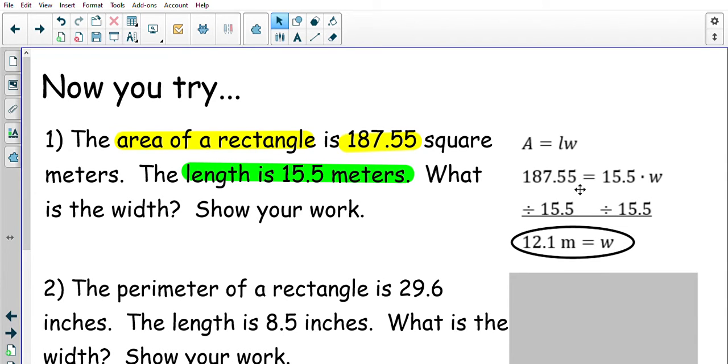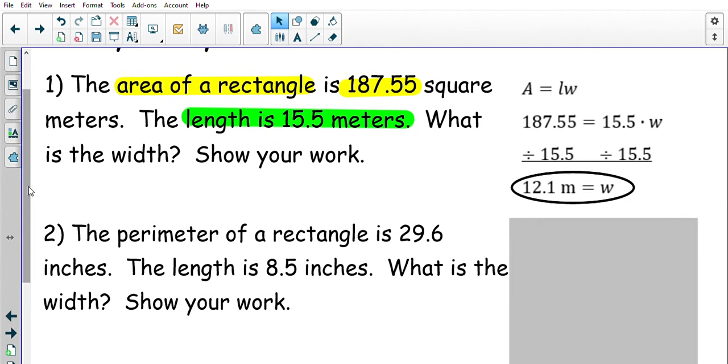Divide both sides by 15.5. You do get a decimal here. That's going to happen sometimes. We get a width of 12.1 meters.